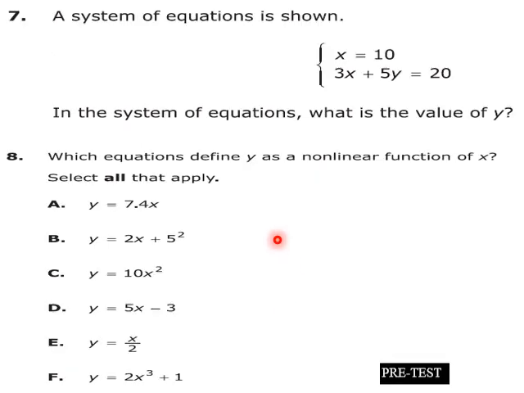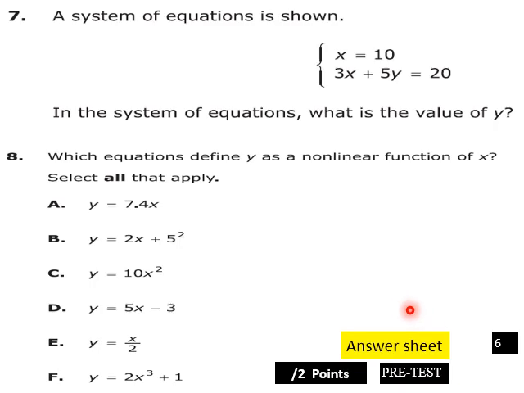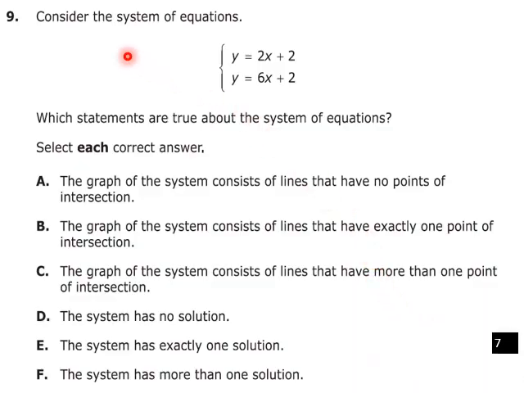Page 6 has a system of equations with these questions. Select all. When it says select all, it means there could be more than one answer. This is worth 2 points. Then page 7 has this system of equations. Select each correct answer. Which statements are true? There might be more than one down here.